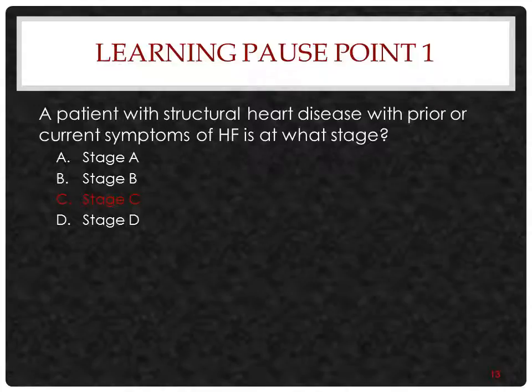Since the stages were previously mentioned, let's briefly review the other ones. Stage A is defined as those at risk for heart failure but without structural heart disease or symptoms of heart failure. Stage B is when structural heart disease is present but without signs or symptoms. And Stage D is when there is refractory heart failure that requires specialized interventions.